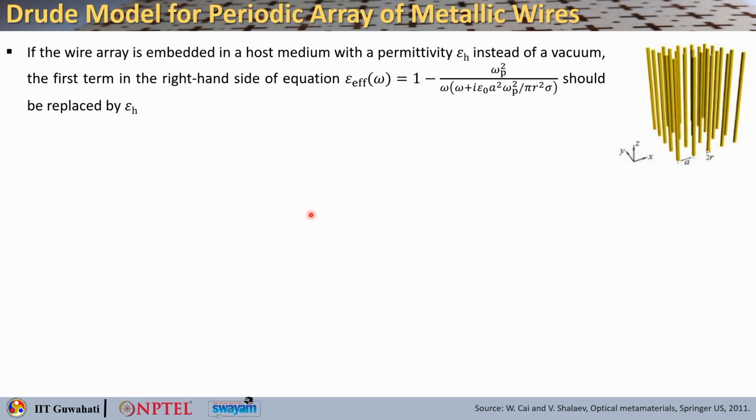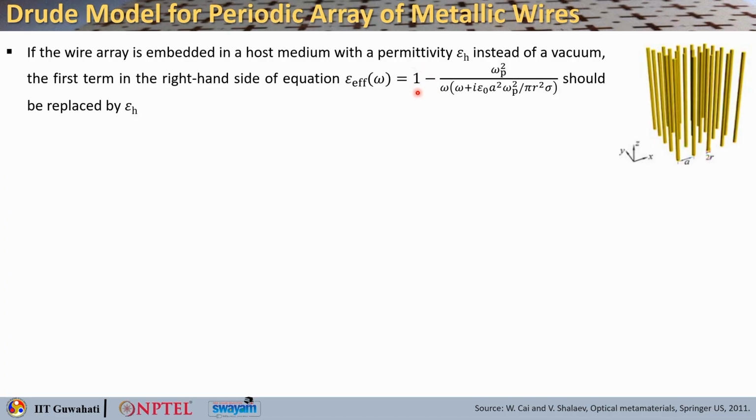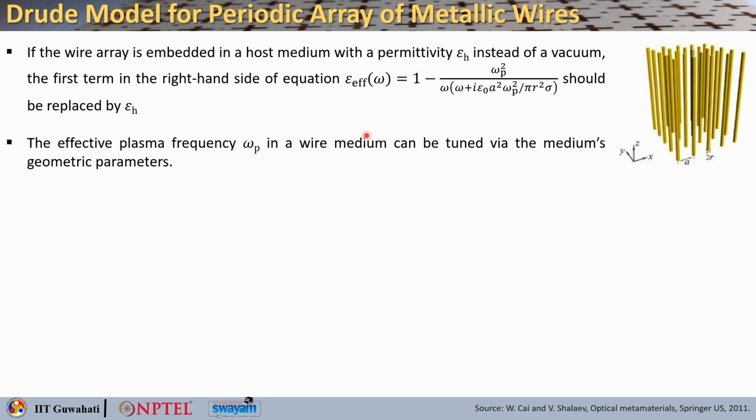What we see here is that if the wire array is embedded in a host medium which has a permittivity of epsilon h instead of vacuum, then the first term on the right side of the equation will get replaced by the host medium permittivity epsilon h. That is a very simple thing to do. So, you can consider this metallic wire array to be embedded in any other dielectric medium, and in that case this term will be replaced by epsilon h.